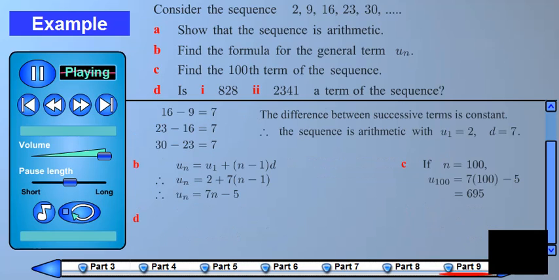In part D, we test to see if two numbers are members of the sequence. Then here, in the last required, he asks: is 828 and 2341 a term of the sequence? We now just find if this number 828 is a term of this sequence or not. To do this, we suppose that the nth term is that number.